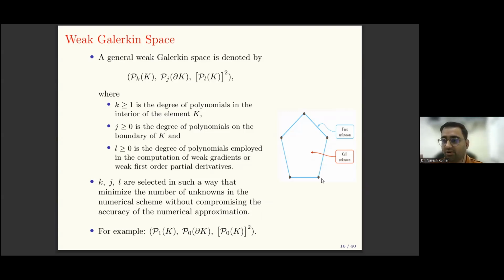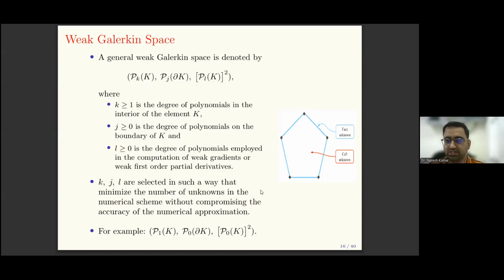One is for when we approximate the interior parts, so we require one polynomial space. For the edges part we approximate by some other polynomial, and for the gradient part also by some other polynomial. So here I am taking Pk for the interior part, Pj for the boundary part, and Pl for the gradient part. Okay, so here we are taking k, j and l, but there is no relation between k, j and l. You can take any degree for the interior part, the boundary part and the gradient part.